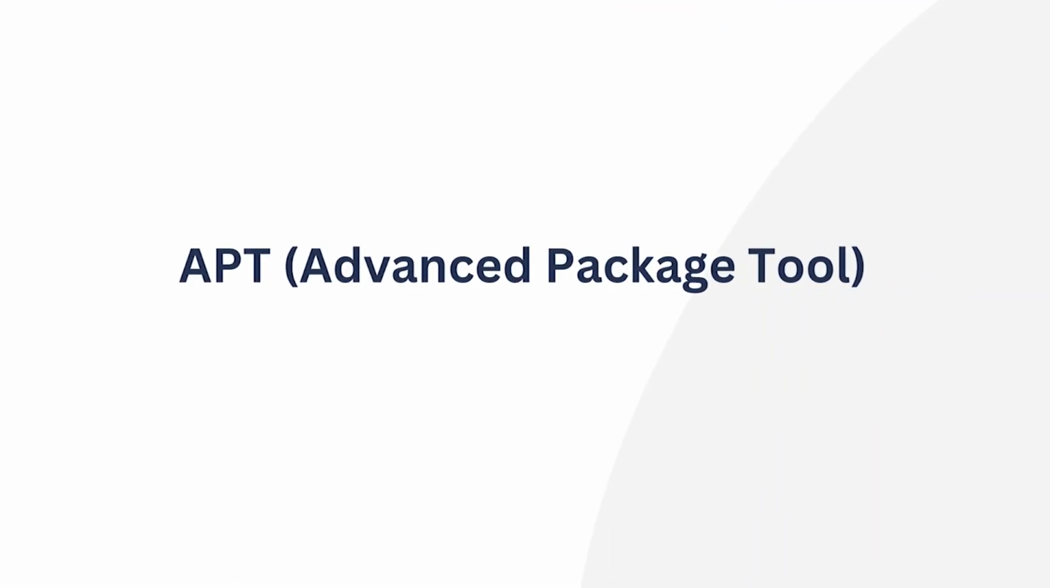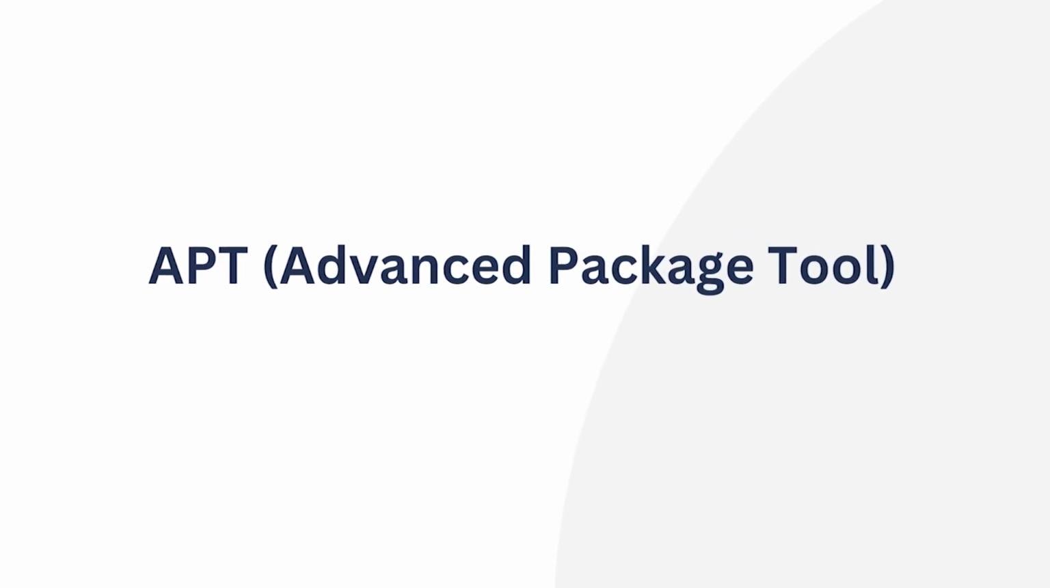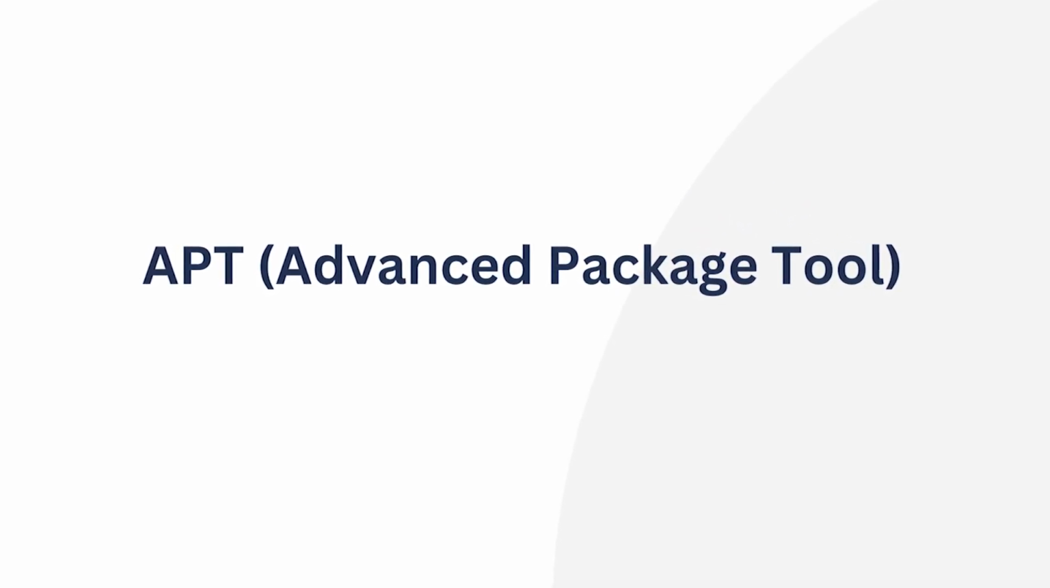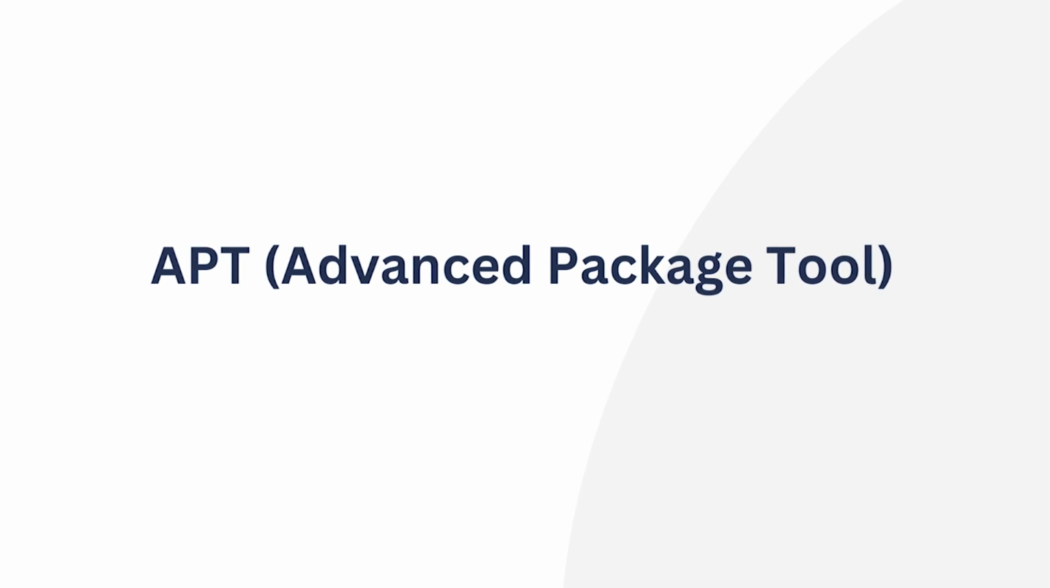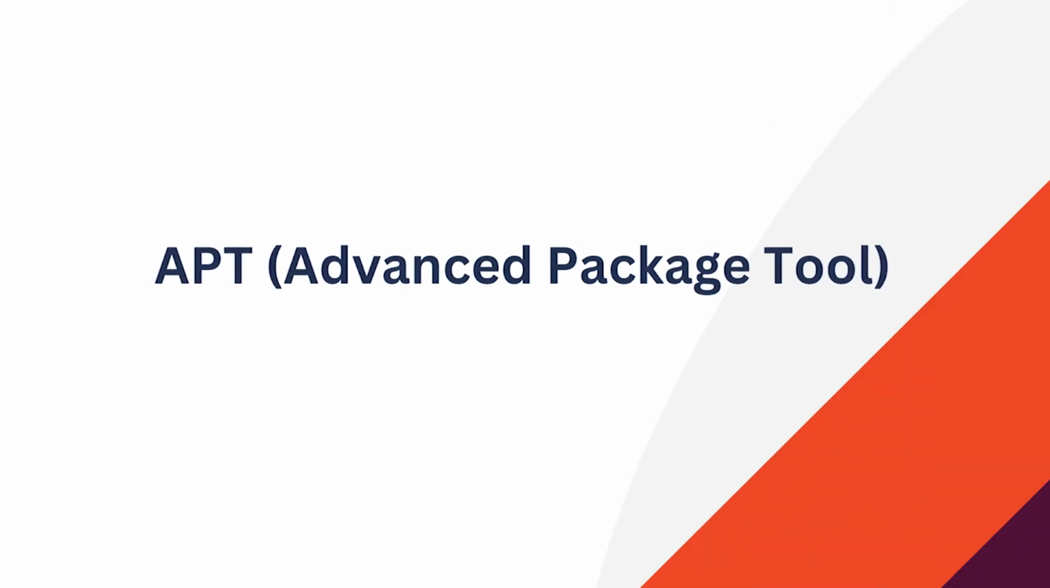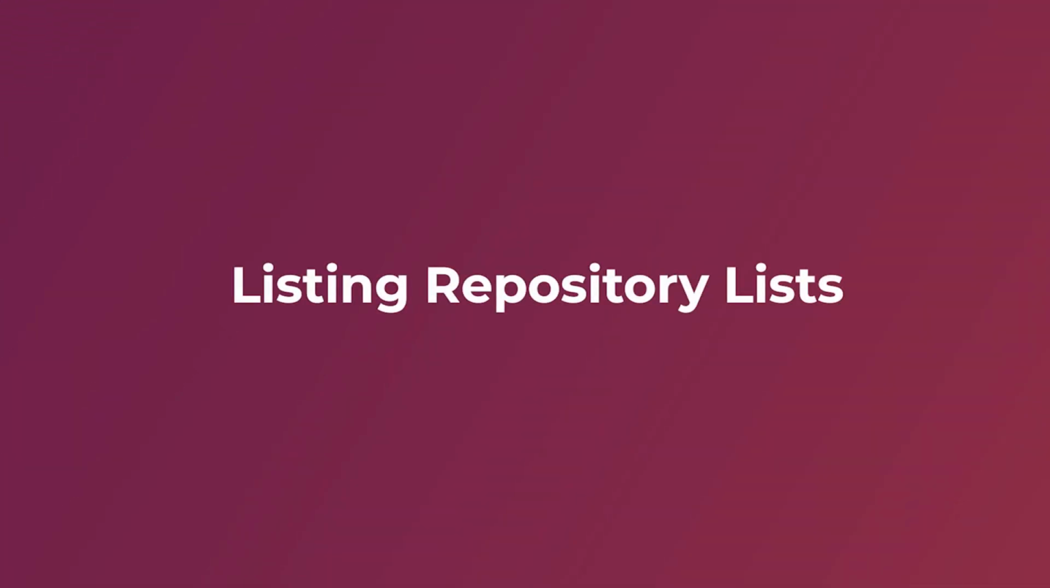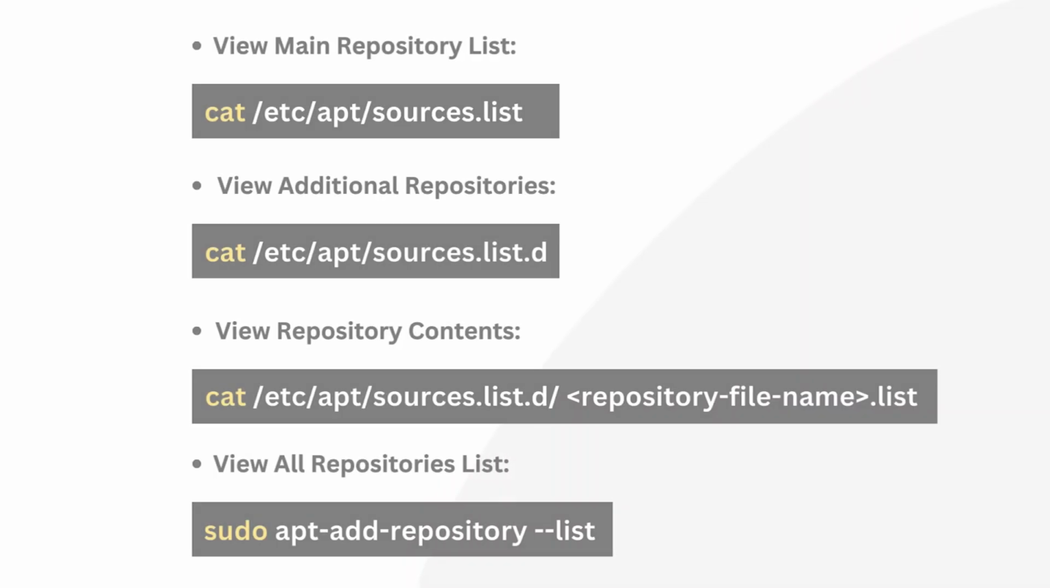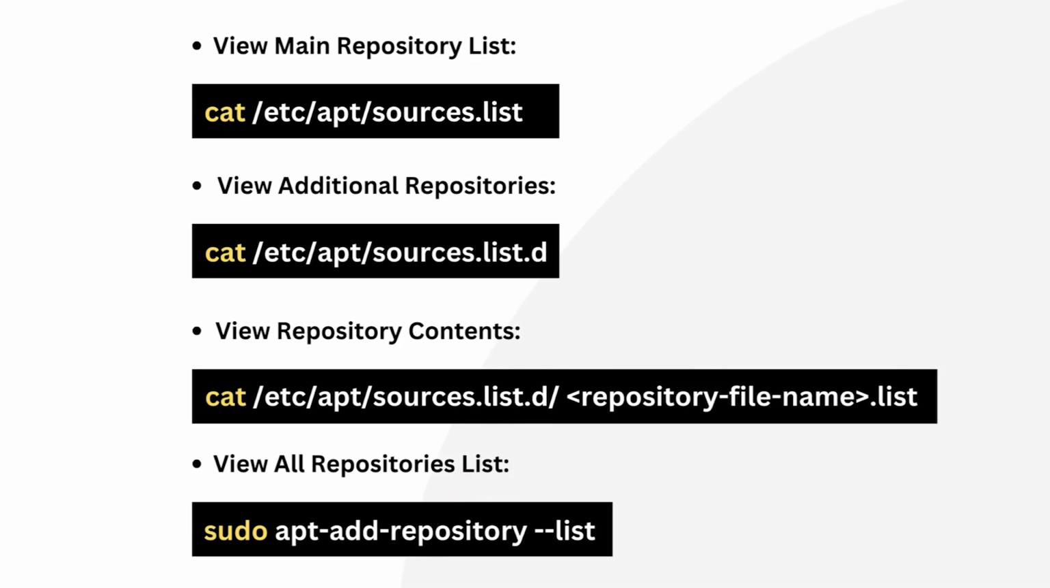Managing repositories can be easily done with the APT package management tool. Let me show you a few techniques on how to perform different operations on repositories. You can display the main and additional repositories with the following syntax on the screen. To view the contents within a specific directory, simply mention the repository file name. You can even use the apt-add-repository command with the list option to reveal a comprehensive list.